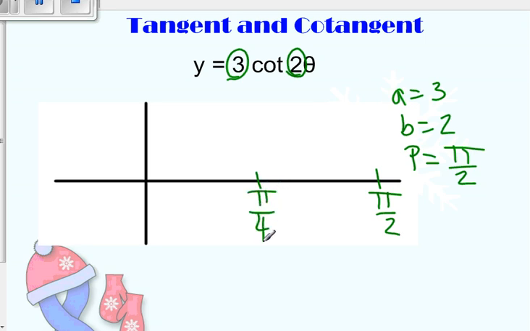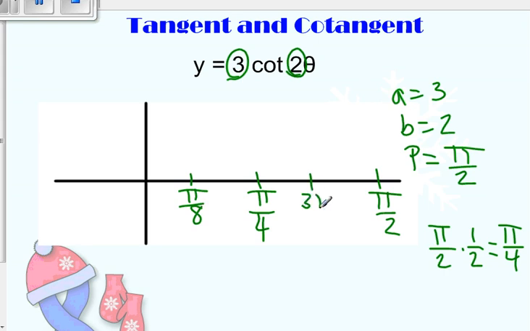And remember, cutting something in half is like multiplying by 1/2. So if I'm multiplying pi over 2 by 1/2, I multiply across, I get pi over 4. Then we cut pi over 4 in half and we get pi over 8. So we've got pi over 8, 2 pi over 8, which is equal to pi over 4, and then we've got 3 pi over 8. And our amplitude there is 3, so we're going to go up and down 3 and negative 3. This is cotangent.